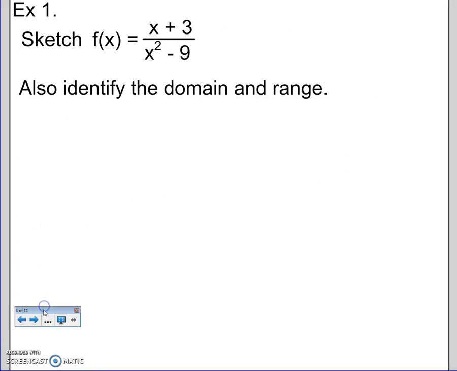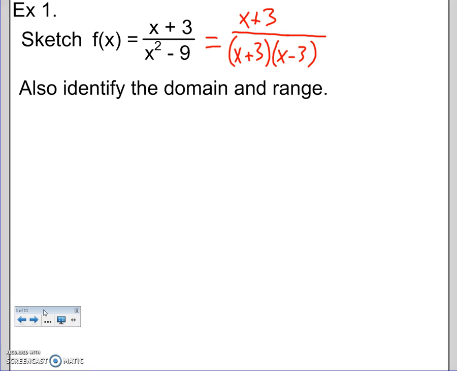So first sketch this. Well, let's factor first. The top is unfactorable, stays the same. But the bottom is a difference of squares. So it's going to turn to x plus 3, x minus 3. So I factor everything.